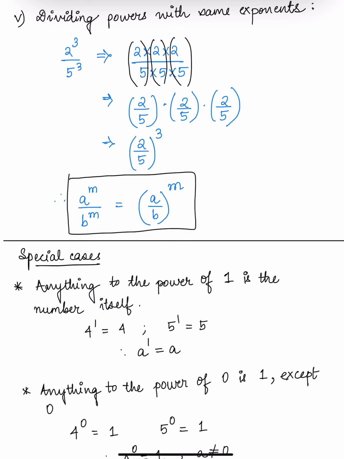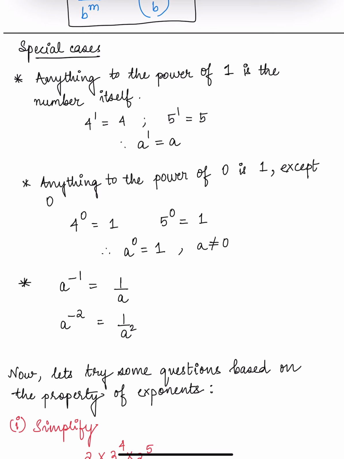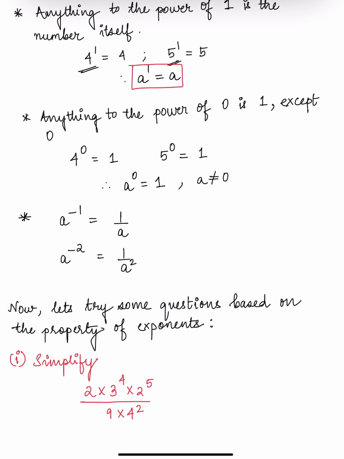Now there are some special cases. So the first is anything raised to the power of 1 is the number itself. So 4 to the power 1 equal to 4, 5 to the power 1 equal to 5. So basically a to the power 1 equal to a. Next is anything raised to the power of 0 is 1 except the number 0. So 4 to the power 0 equal to 1, 5 to the power 0 equal to 1. So therefore a to the power 0 equal to 1 when a is not equal to 0.